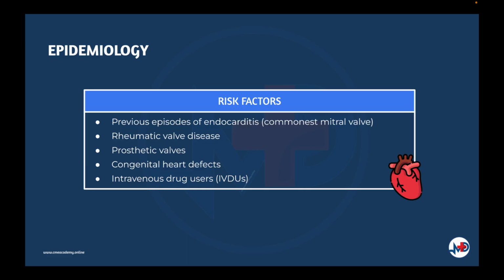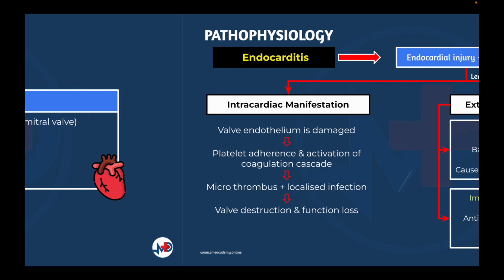The following types of patients can be affected: previously normal valves, where the mitral valve is most commonly affected, rheumatic valve disease, prosthetic valves, congenital heart defects, and intravenous drug users, which typically causes tricuspid lesions.